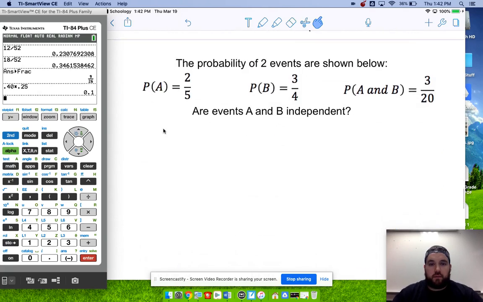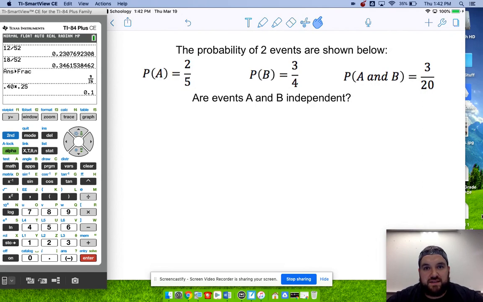Okay, I know it doesn't say "you try," but go ahead and pause real quick and see if you could test these two events for independence.